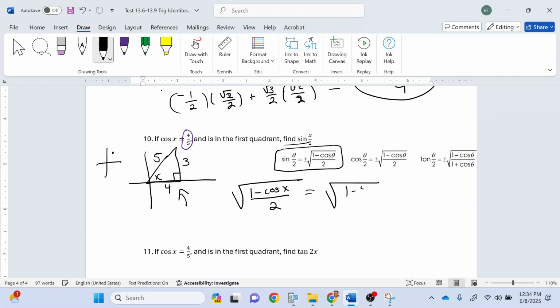So (1 minus 4/5) over 2. Well, 1 minus 4/5 is 1/5. So 1/5 divided by 2 is 1/10. So your answer should be the square root of 1/10.